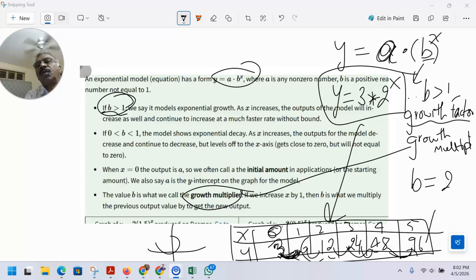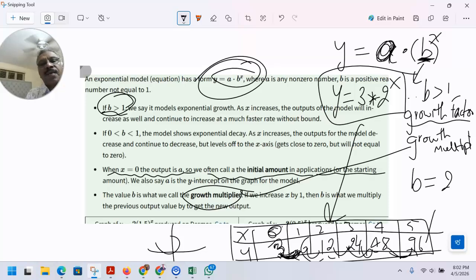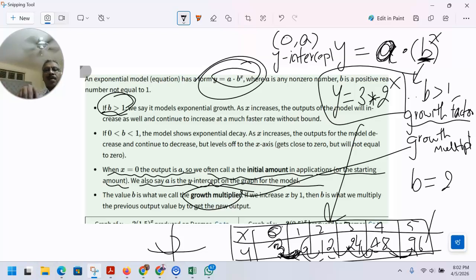An example to show what this means, depending on what A, B, and C are. You understood what B means, and A is, when X is 0, the output A, it is called the initial amount in the application, or starting amount. We also say A is the Y-intercept for the model. It means when X is 0, the point is A. So this is the Y-intercept. In the beginning, you may get confused about what I'm talking about here, but as we go through problem solving, you'll understand far better. Okay.